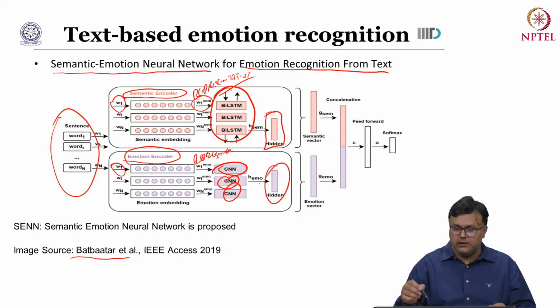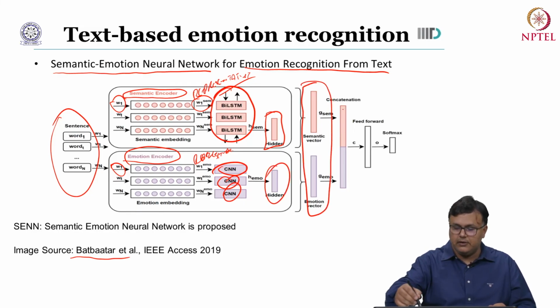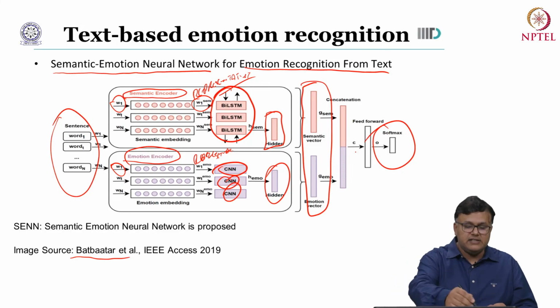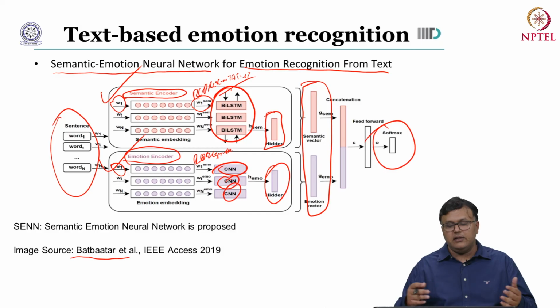We fuse it, get the hidden network, and then we are concatenating. So what is happening here? We are getting your feature fusion, and then we are predicting the emotion class. So what did we achieve here? We had a semantic pre-trained representation, we had an emotion representation, and then we are fusing it together.